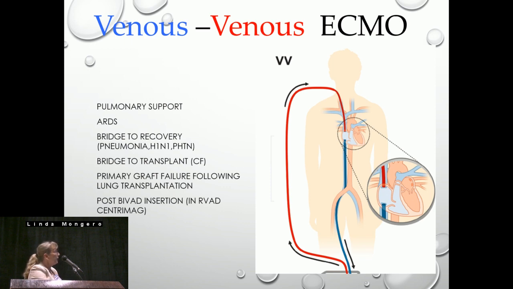And this is usually the approach. It's hard to see the thing. So you're coming out of the femoral vein and back to the jugular.